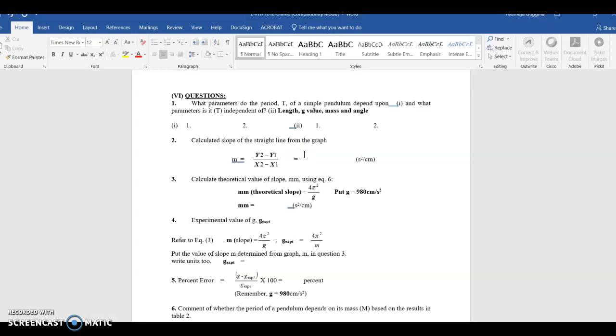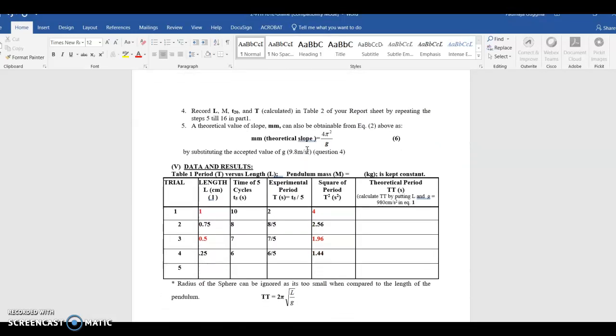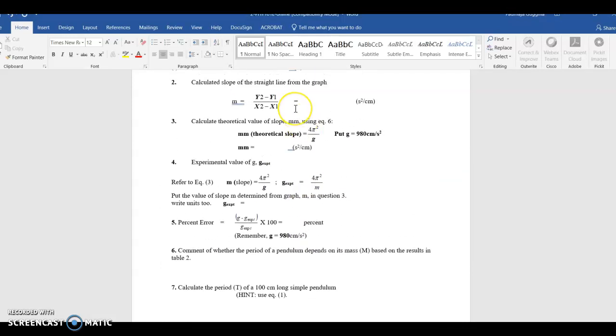Okay, so that's going to be 4 minus 1.96 divided by 1 minus 0.5. So this is what is going to give me the slope.